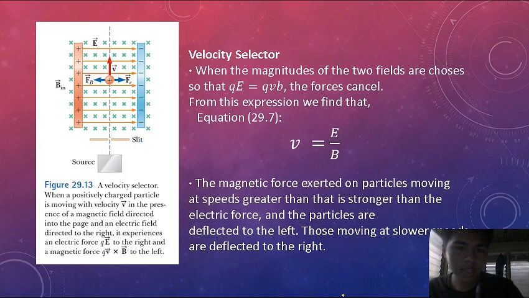So we have a velocity selector. When the magnitudes of the two fields are chosen so that the charge times electric field equals charge times velocity times magnetic field, this is our electric force and magnetic force. So both the forces cancel. From this expression, we find that velocity equals the electric field over the magnetic field.